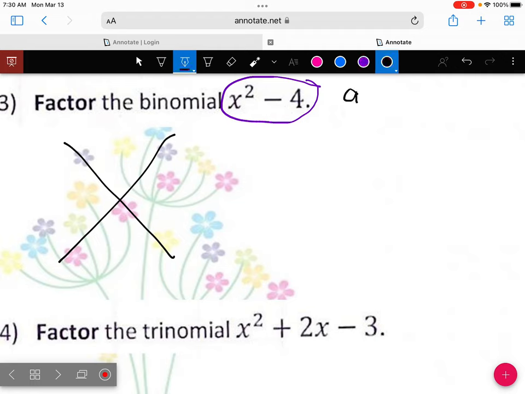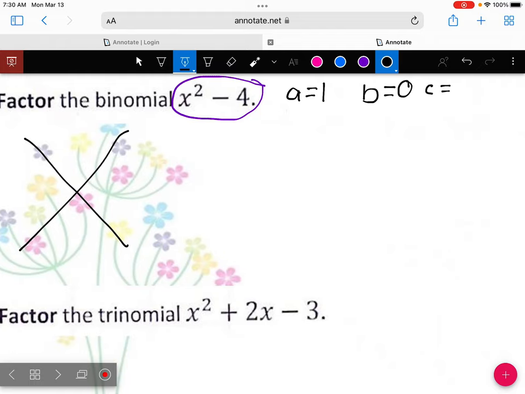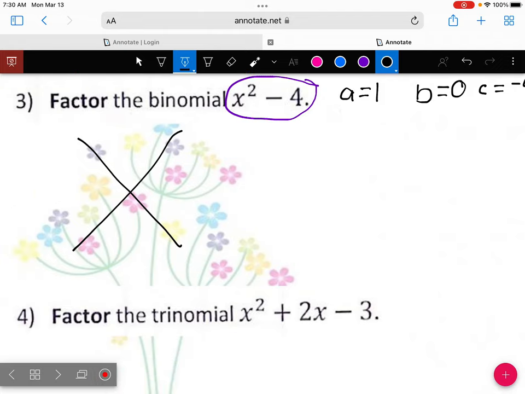What is my A value? 1. What is my B? We don't have one. So what do we put? 0. And what's my C? -4. It's okay for 0 to be a thing. So when we fill in our X frame, we wind up with our A times C being -4 at the top and our B at the bottom being 0. What pair of numbers are going to multiply to make -4 and add to make 0?